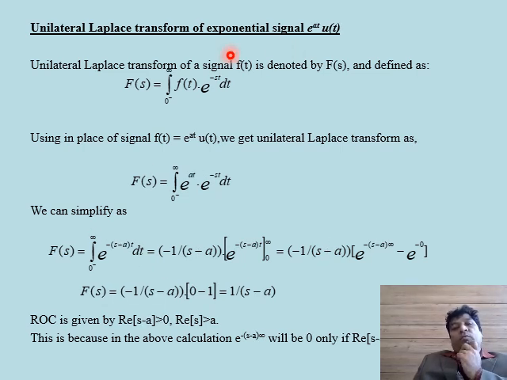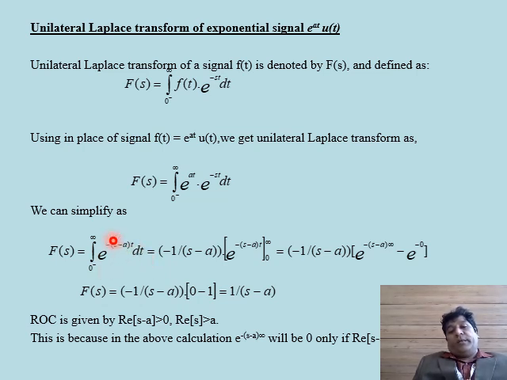Now we are going to see the unilateral Laplace transform of the exponential signal, which is e power plus at u of t. Now we are going to substitute the signal into the ULT formula, and we are going to get the integral e power at into e power minus st dt. Then you combine these two exponentials, and we are going to take minus as a common factor. So you'll get e power minus (s minus a)t dt.